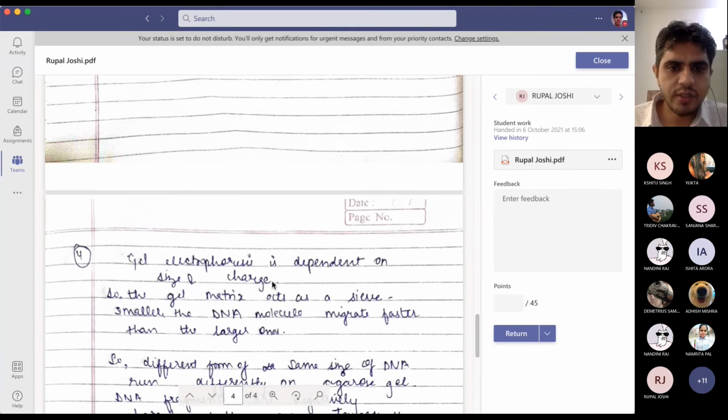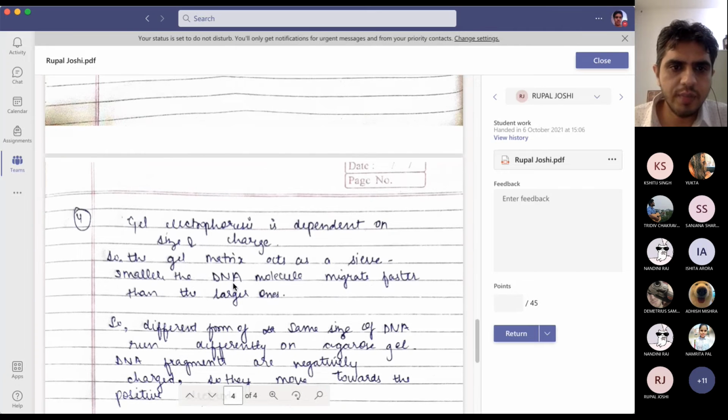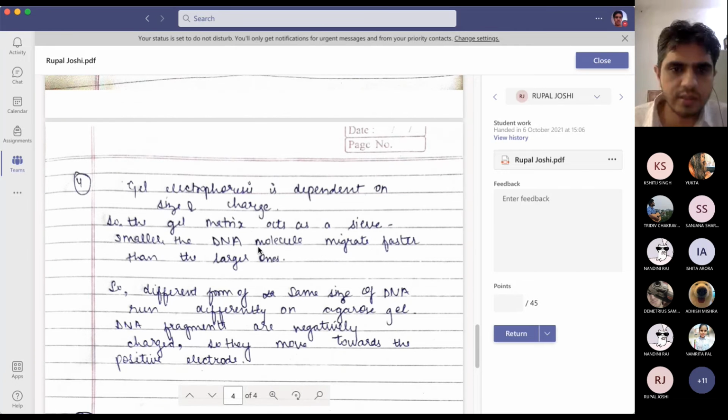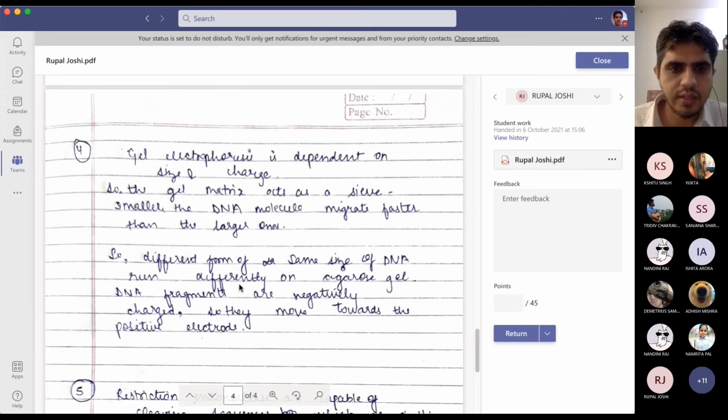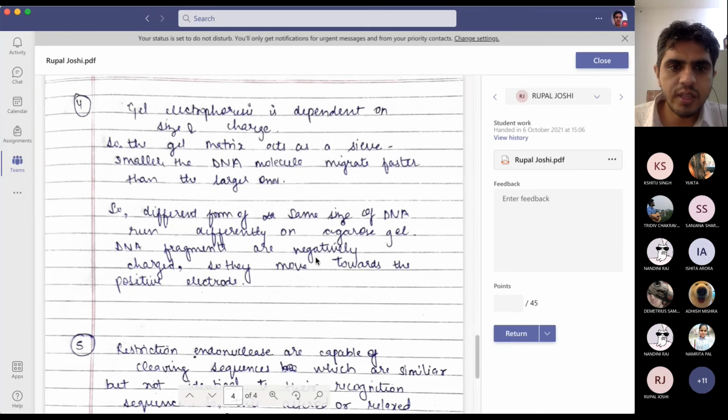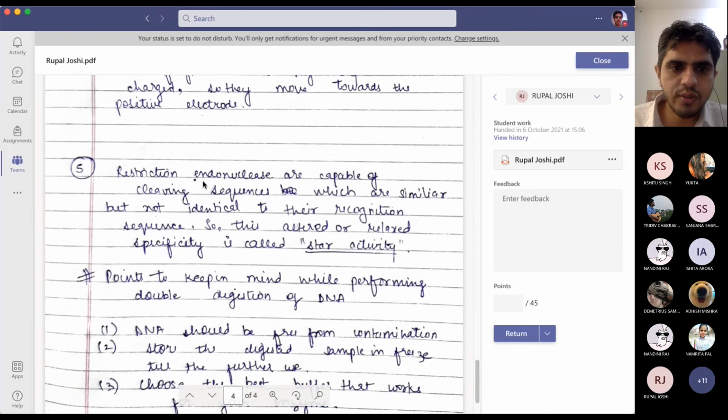Okay, next is gel electrophoresis. Depending upon the matrix, shape, size, same DNA runs differently. It is not correct, it's a 0 for it. You have to write that if size is same, it means size, charge, everything is going to be the same. The flexibility and steric hindrance of your molecule, you have to write about it. So nothing for this. Restriction endonuclease capable of cleaving at a site sequence.